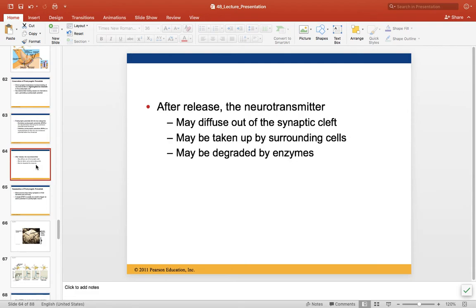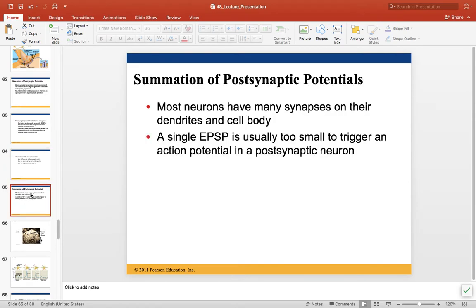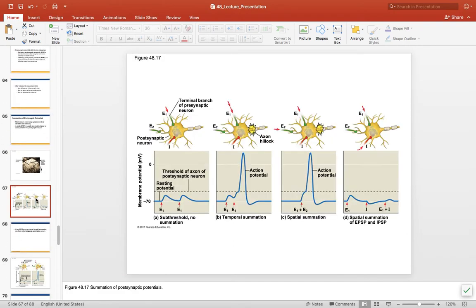So after release, the neurotransmitter can really do three things. They can diffuse out of the synaptic cleft and be picked up by the next cell. They can be taken up by surrounding cells, or they may actually be degraded by enzymes. So not all neurotransmitters actually get picked up by the appropriate cell. All right, let's look at some examples here.